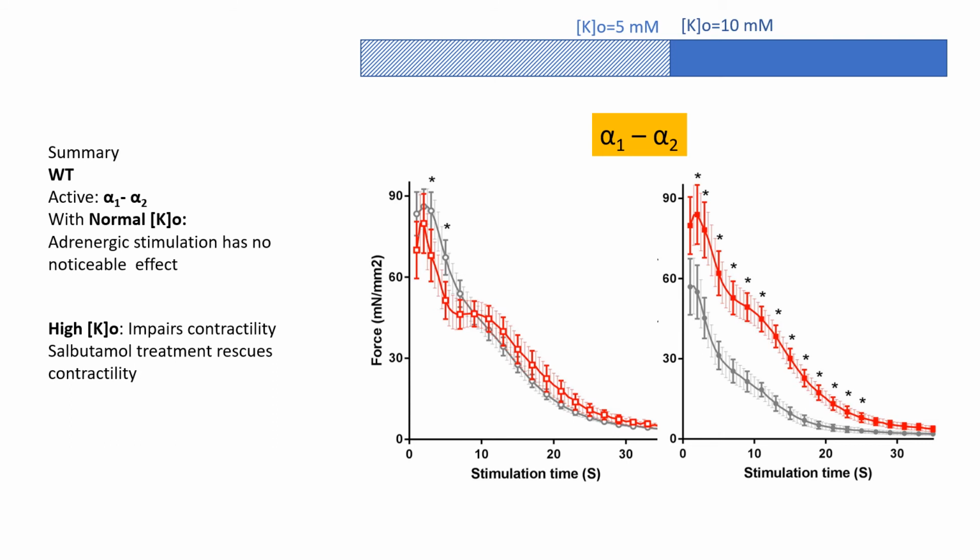So in wild type, the active isoforms are alpha 1 and alpha 2. When we have normal extracellular potassium, the adrenergic stimulation has almost no noticeable effect. Compare this red versus green. When we treat a sample with high extracellular potassium, the treatment with high extracellular potassium itself impairs contractility. Compare this gray with this gray. And salbutamol treatment rescues contractility almost 100%.